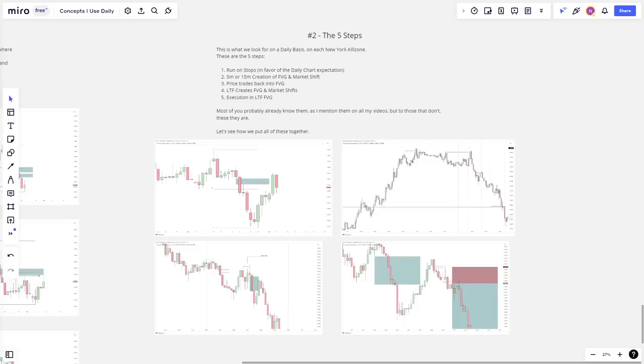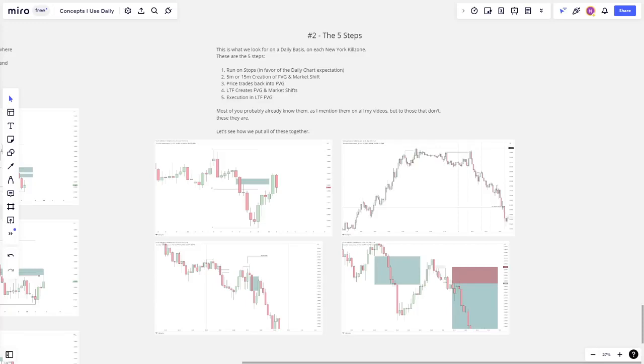New York kill zone goes from 7 a.m. New York all the way up to 10 a.m. New York, but I do tend to trade up to 11 a.m. New York, depending on the case, depending if I really want to trade, it depends on a lot of things, but usually trades still show up to 11 a.m. New York. But ICT does recommend to trade from 7 to 10, so if you do want to follow that, it's probably better. This is what we look for on a daily basis, always on the New York kill zone.